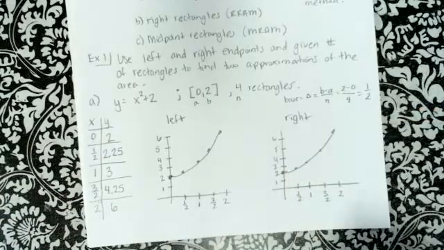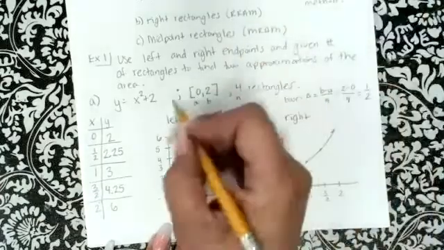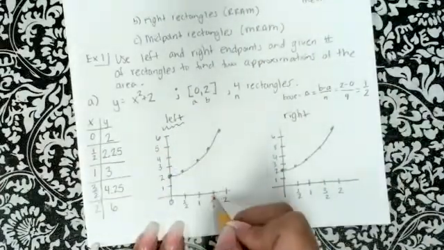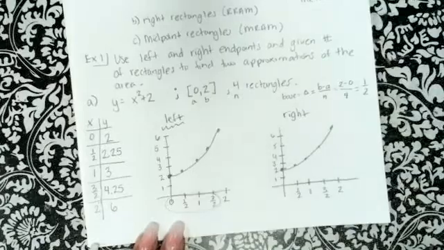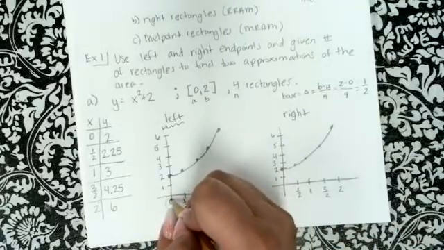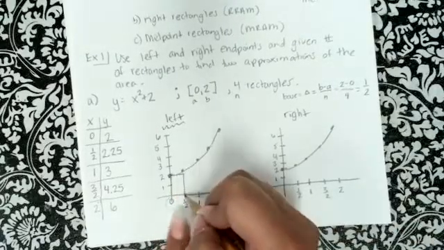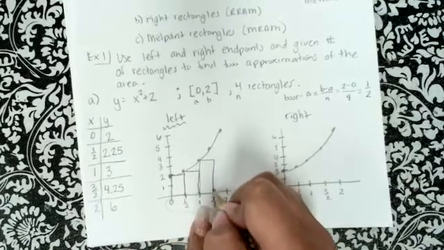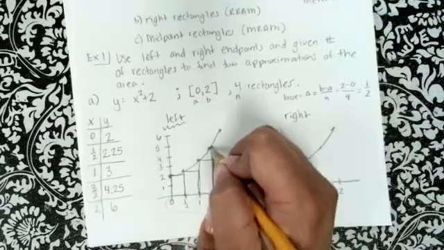Now, when I say you're going to have 4 rectangles, this is going to be the left side. So you're going to include 0. You want the 4 on the left. So I want the height at 0. I want the height at 1/2. I want the height at 1. And I want the height at 3/2.